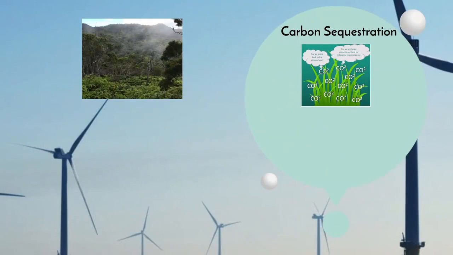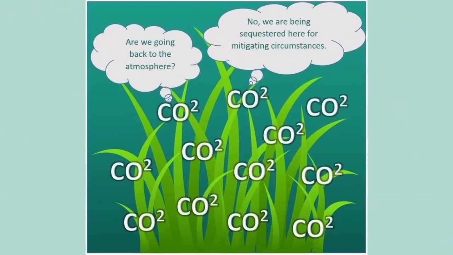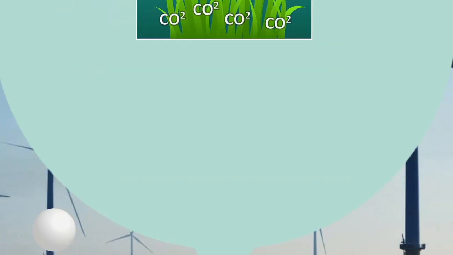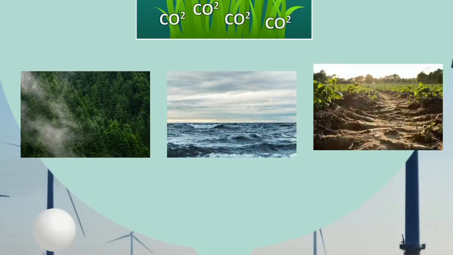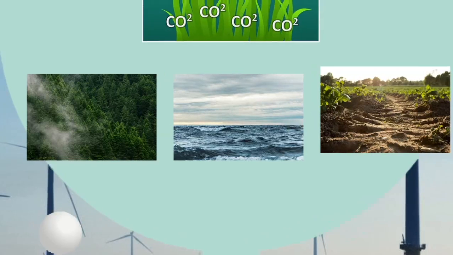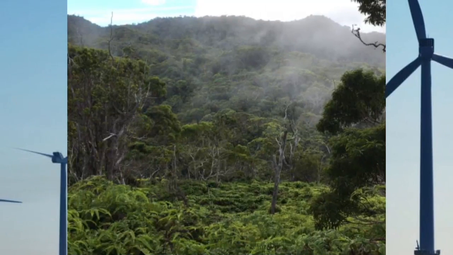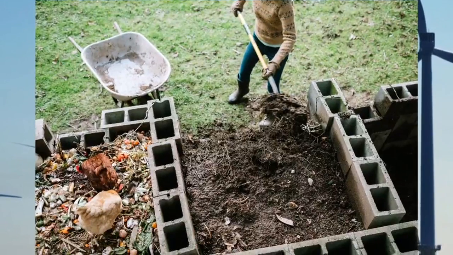In addition to reducing our carbon emissions, another part of mitigation is finding ways to sequester CO2, which means to capture and store CO2 in order to reduce the amount in our atmosphere. As we learned before, natural carbon sinks like forests, oceans, and soil sequester carbon. Therefore, protecting and restoring natural carbon sinks like our native forests are important. Sustainable farming methods such as composting can also help store carbon in the soil.